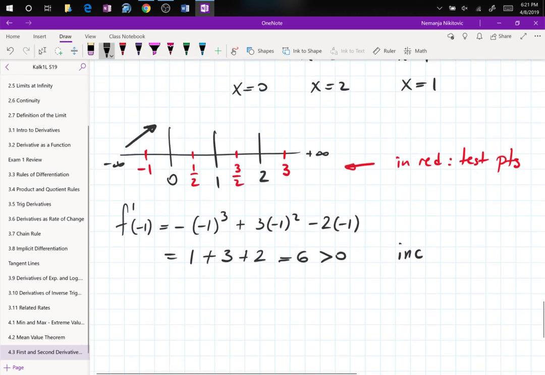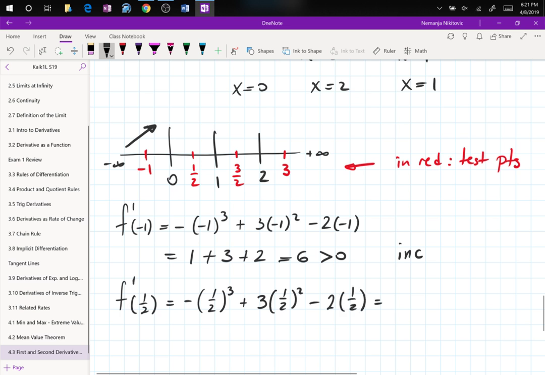Then we have the half. F prime of a half. That's negative 1/2 cubed plus 3 times 1/2 squared minus 2 times 1/2, is equal to what? Well, it's negative 1/8 plus 3/4 minus 1.